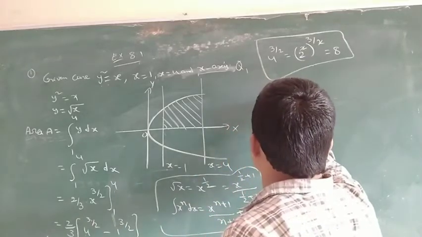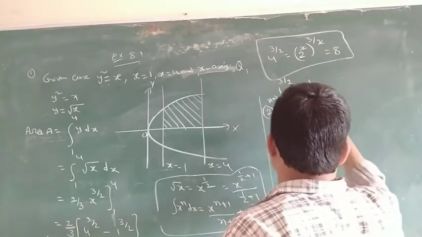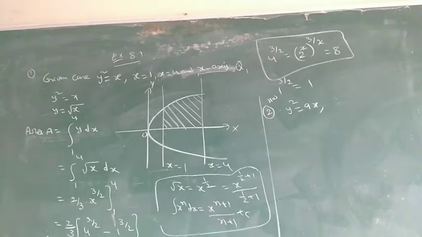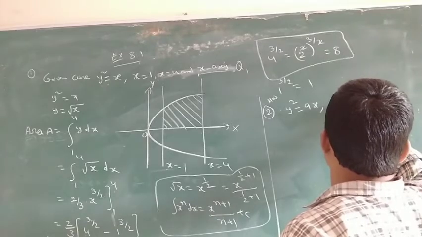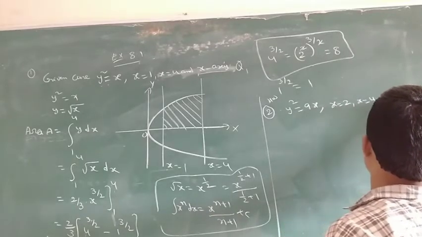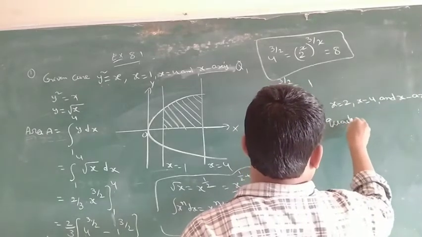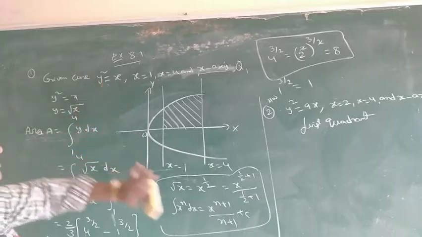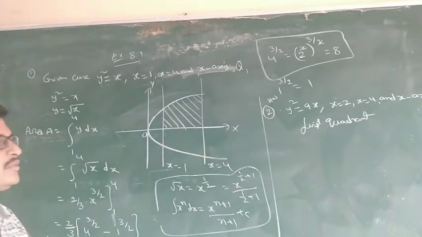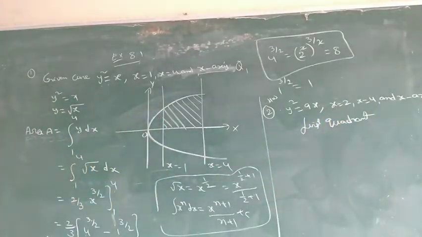Second problem, homework. In the second problem, y square is equal to 9x, x is equal to 2, x is equal to 4, and the x-axis, first quadrant. This is the homework. Same: y square is equal to 9x. The diagram is the same. What is the difference? Both are 1 to 4 and 2 to 4. Same as it is. We will try.